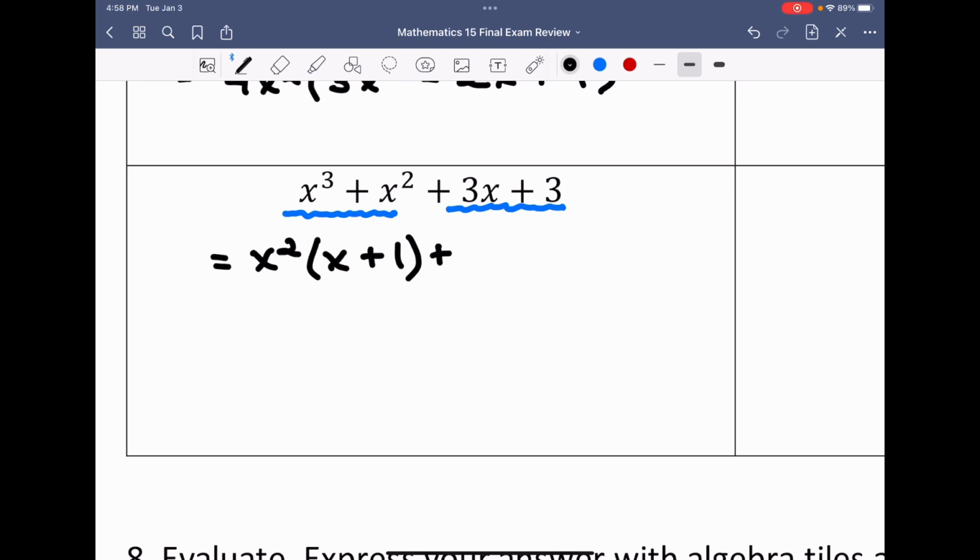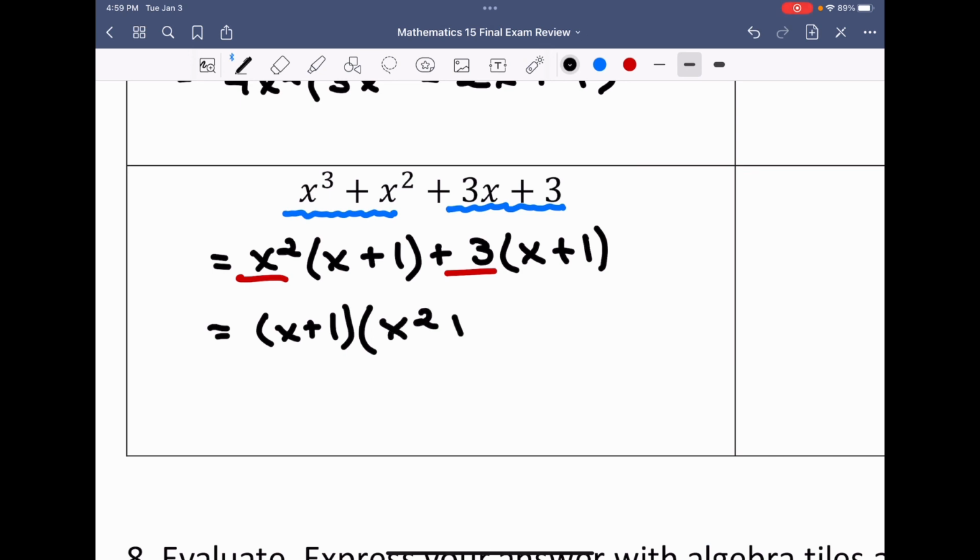This is adding. When I look at the second pairing, the greatest common factor that's shared between these two is going to be equal to 3. So I put 3, leaving behind x plus 1, because I am essentially dividing both of these by 3. Now what I recognize, from the previous problem, is that we have a factor that's shared between the two. If I pull that x plus 1 out front, what is left behind? It is the x squared and the 3. So this becomes x squared plus 3, and there is our factored form.